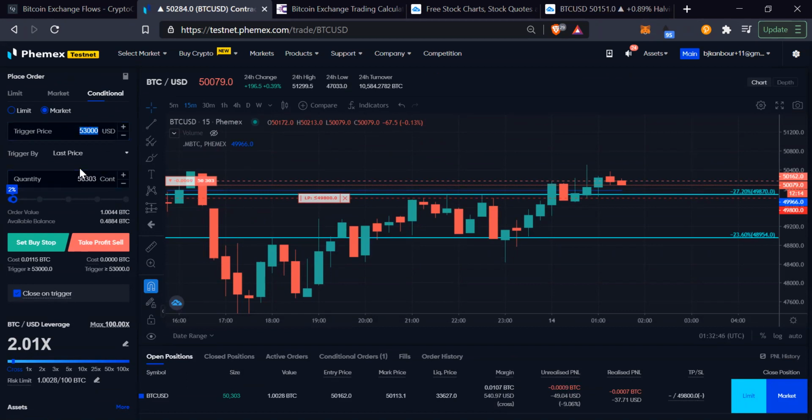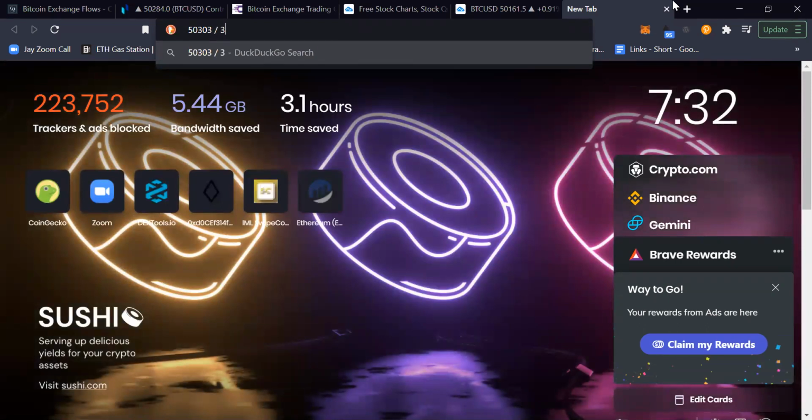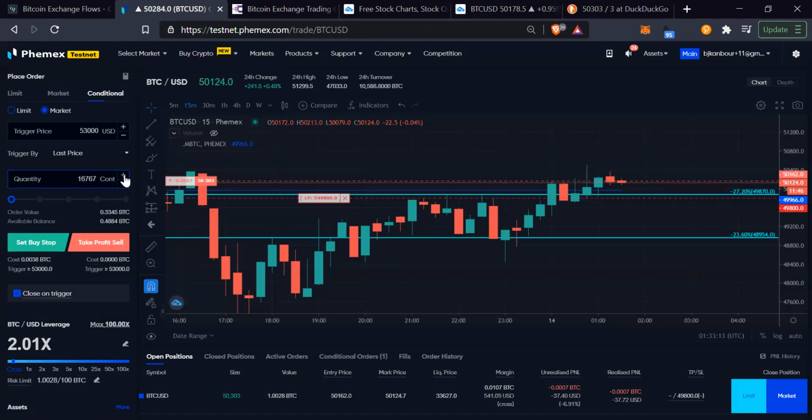So at 53,000, and let's say I wanted to close a third of my position at each take profit 1, 2, and 3. So what I would do is I would do 50,303 divided by 3. So I know that I'm going to be closing 16,767. And there's going to be a decimal here, so I'm always going to round up. So I'm going to round it to 16,768. I'm going to come back here, paste that number here, change it to an 8.